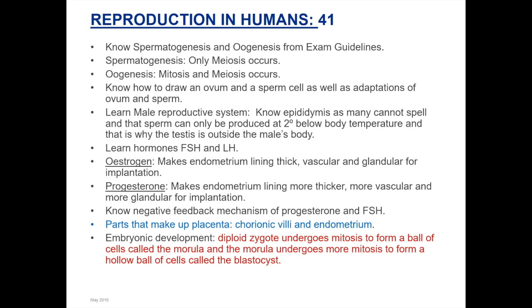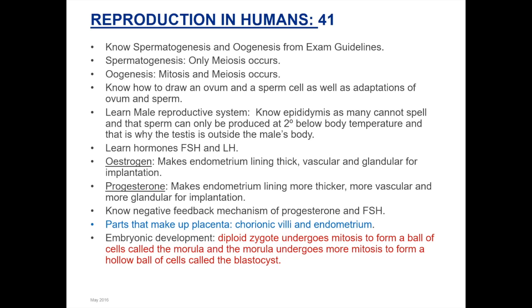Learn the male reproductive system well. Know the epididymis. Many cannot spell this. Also know that sperm can only be produced at 2 degrees below body temperature, and that's why the testes is outside the male's body. Learn the hormones, follicle stimulating hormone and luteinizing hormone. Estrogen, you should know, makes the endometrium lining thick, vascular, glandular for implantation. Progesterone will make the endometrium lining even thicker, more vascular, more glandular for implantation.